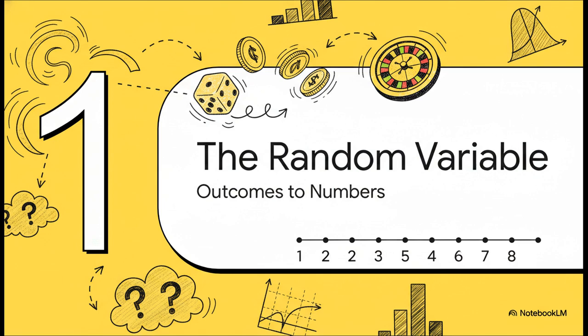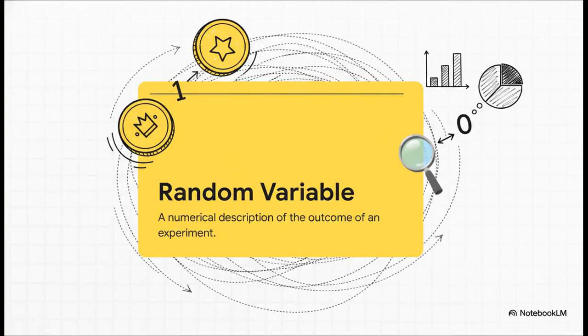So our very first tool for taming all this randomness is something called the random variable. And trust me, this is the foundation for everything else we're going to do. I know. Random variable sounds super technical, right? But honestly, the idea is so simple. A random variable just takes the outcome of some event, what the source here calls an experiment, and it just slaps a number on it.